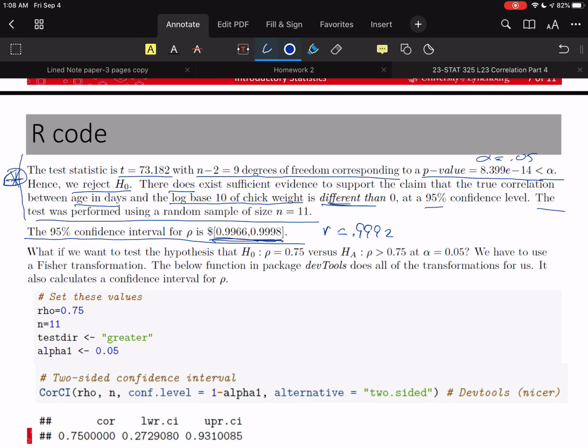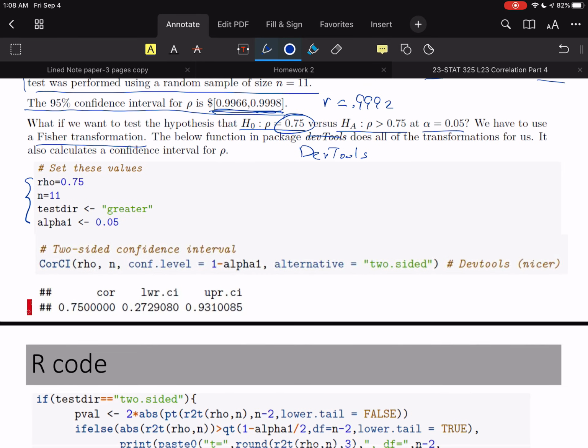What if we want to test the hypothesis now that rho is equal to 0.75 against a one-sided alternative? Rho is greater than 0.75, and again at alpha equals 0.05. Well, we'd have to use the Fisher transformation because this value is not 0, and that's the only way we can do that. So I found this package, devtools, and I didn't spell it right. I think it's this way, that does all of the transformations for us and calculates a confidence interval. So I wrote this code for you so that you can just use it. They had all the tools, but they didn't put it together as nicely as cor.test up above.